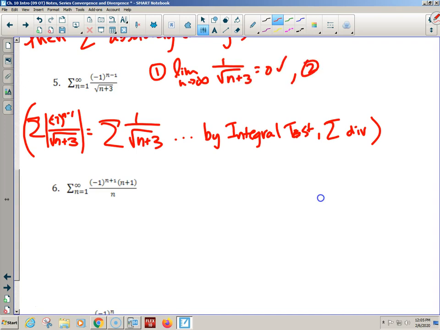I also know that, what would n plus 1 plus 3 end up being? Is that always going to be less than or equal to n plus 3? For all positive integers, yeah. Yeah, that's a bigger denominator, smaller number.